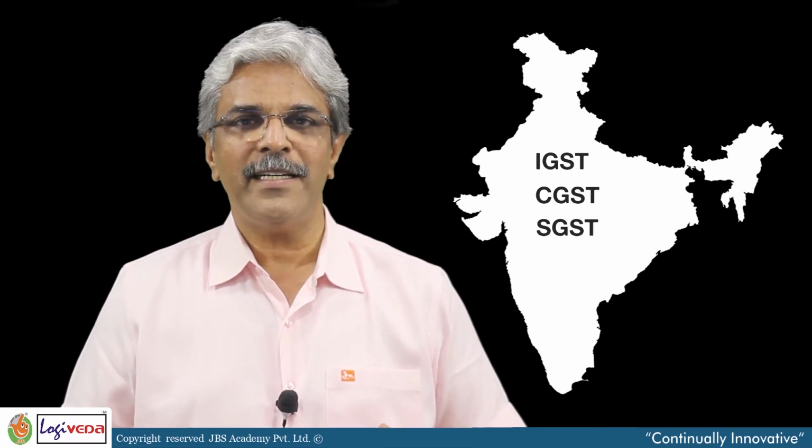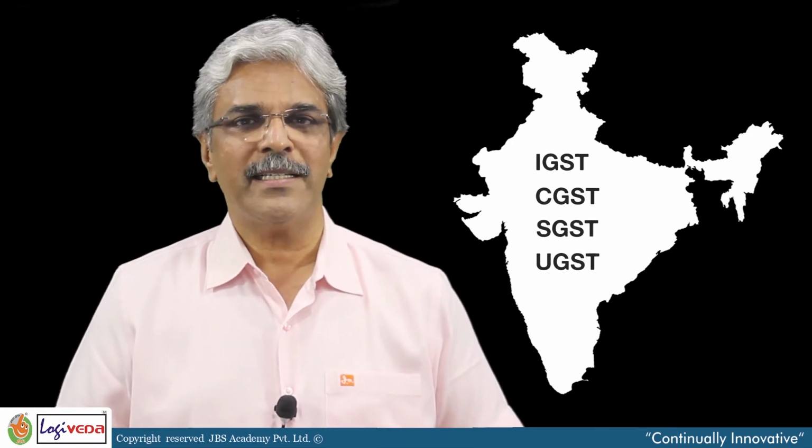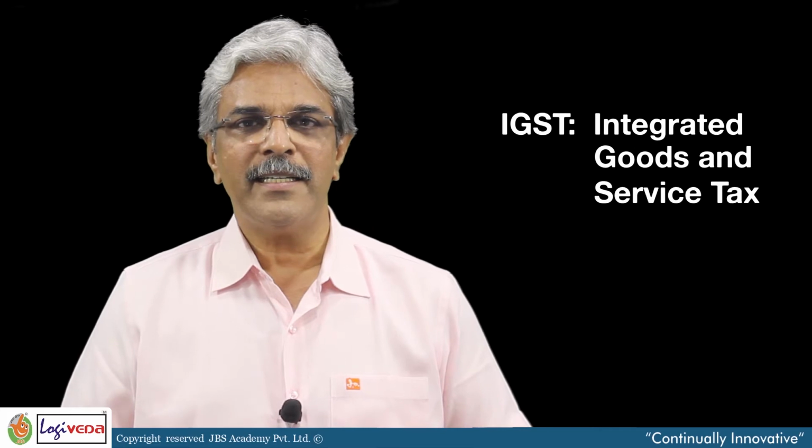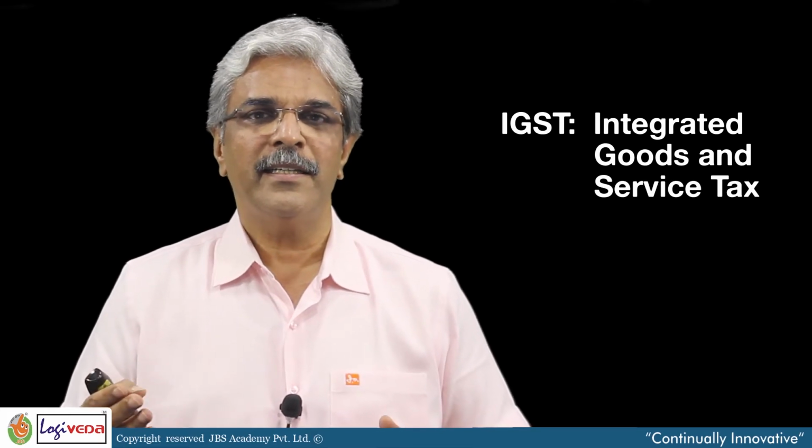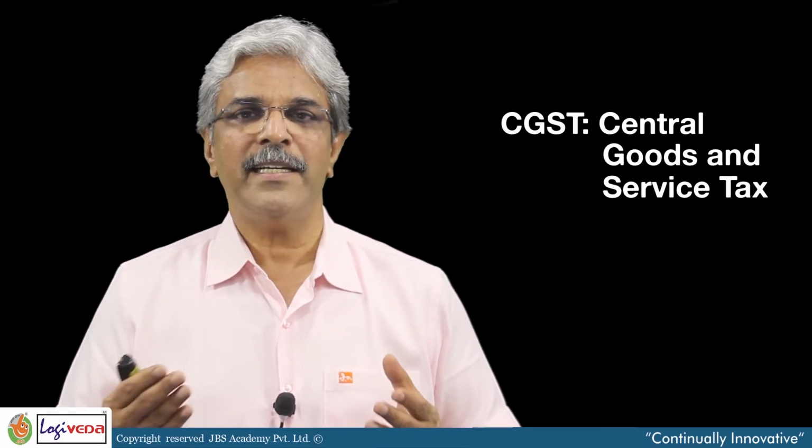In India, the GST has been broken into 4 different types of GSTs. One is the IGST, the other is the CGST, the SGST and the UTGST. The IGST is integrated, CGST is central, SGST is state and UTGST is union territory.